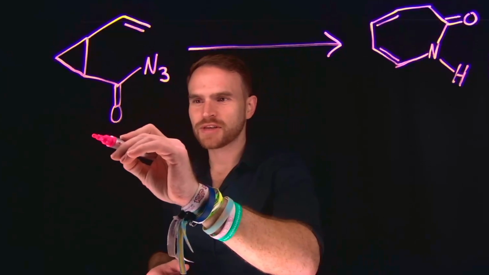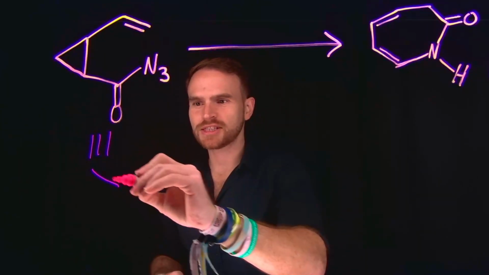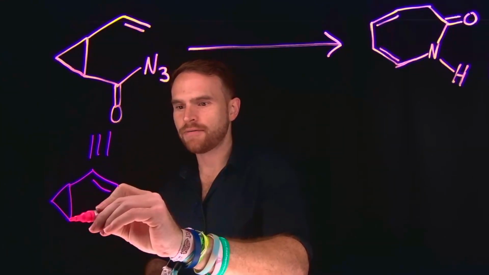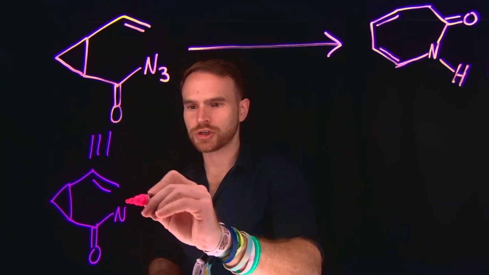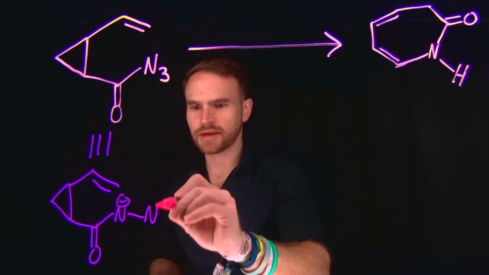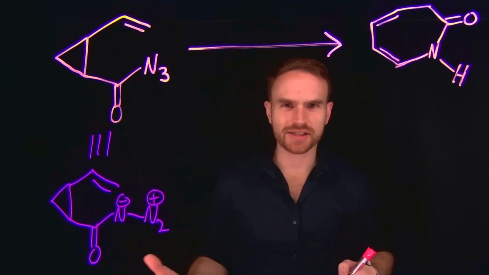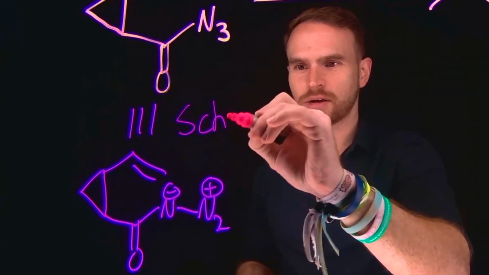The first step of this reaction is actually going to be the loss of nitrogen gas. So importantly, this structure also looks just like this, where we have our carbonyl group here, and the azide portion, remember, actually looks like this, where one of the nitrogens is negatively charged and the other is positively charged. And that first step is actually what's known as a Schmidt rearrangement.